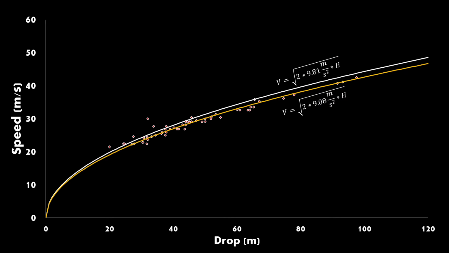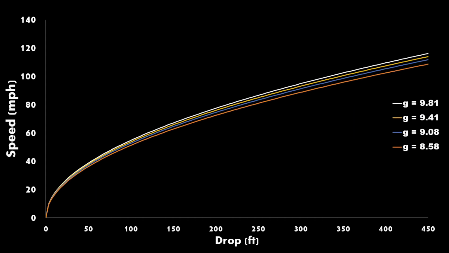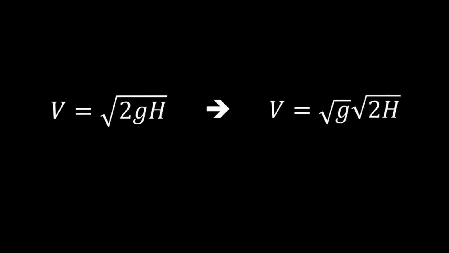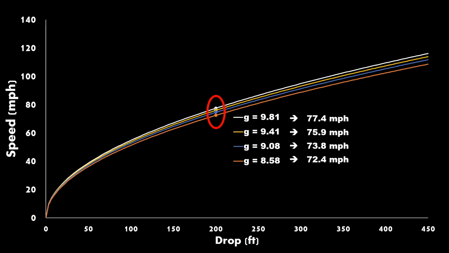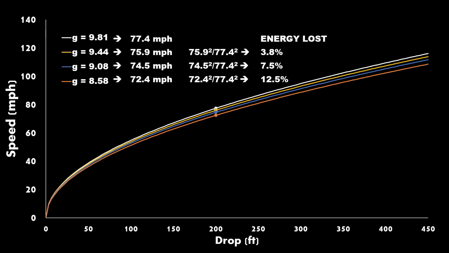You can still see that we are pretty close to the theoretical equation for these B&M roller coasters, and actually if we plot all of the g values on the imperial unit chart, we see that there's not a whole lot of difference between these different g values, because the differences in speed will be proportional to the square root of g instead of g itself. So say for example, the drop is 200 feet, and if you find the speed values for each of these g values, they're just plus or minus a few miles per hour apart.